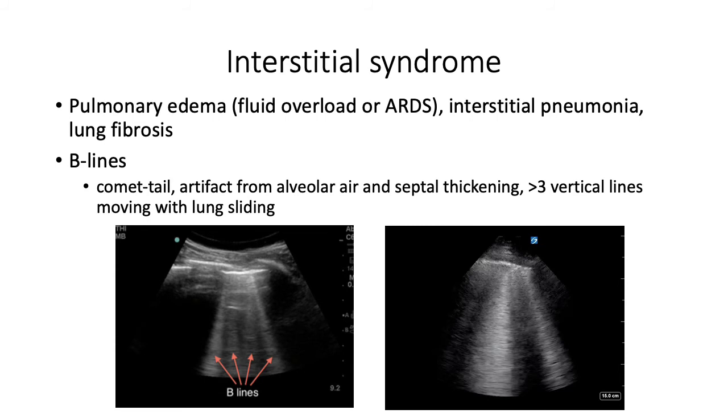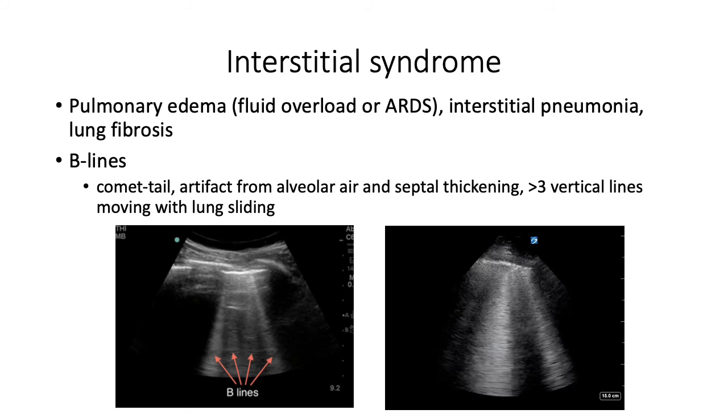B-lines are transient hyperechoic lines. Diffuse B-lines indicate pulmonary edema. You can have focal B-lines as well, and that can represent consolidation such as pneumonia. The B-line artifact is created by repetitive reflections of the ultrasound wave within the lung parenchyma because of a higher concentration of physiologic or pathologic fluid.